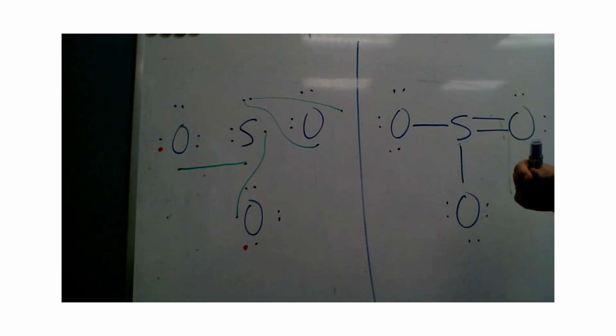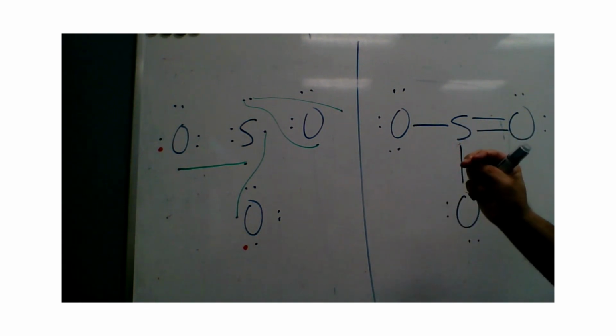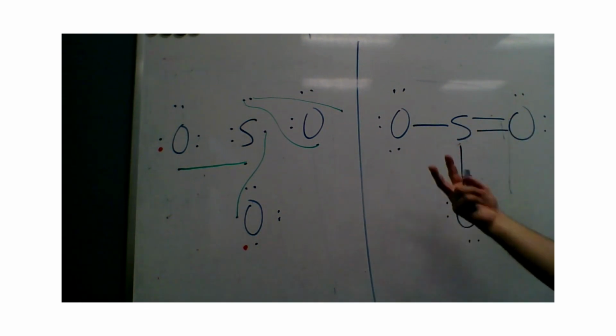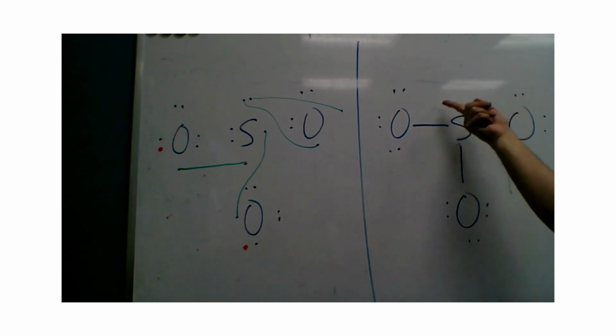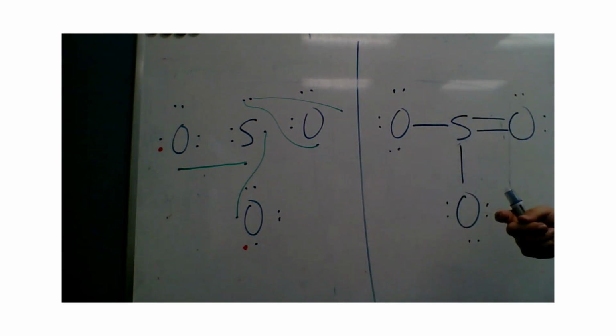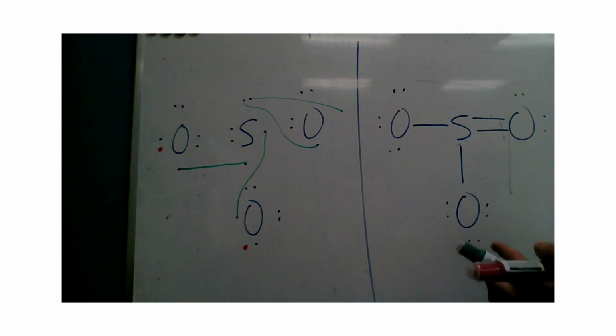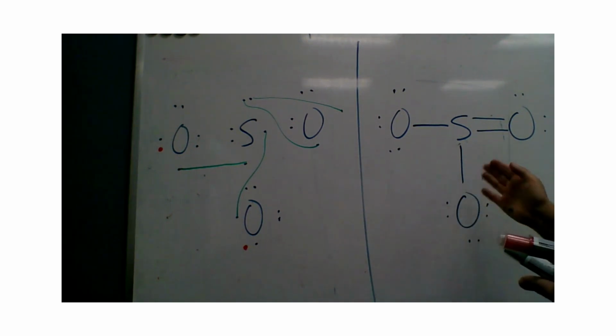Remember, each of these lines, the bonds, represents 2 of our electrons that are being shared. So 2, 4, 6, 8. He's happy too. He doesn't have any lone pairs. So it's right there. This is going to be our Lewis dot structure.